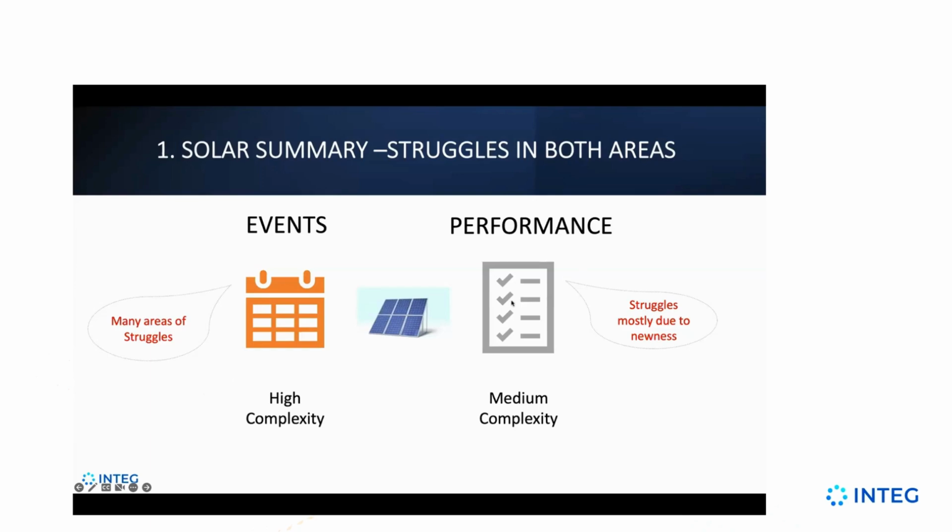Same thing with performance data. It's been medium complexity. The struggles have been mostly due to newness. Things like POA and irradiance, folks know how to get. But when they needed to get expected generation and some other things, it was a little bit tougher. And some of the data items were for daylight and some were for night, so you have to capture the data in a very specific way. That was part of the struggles for solar.